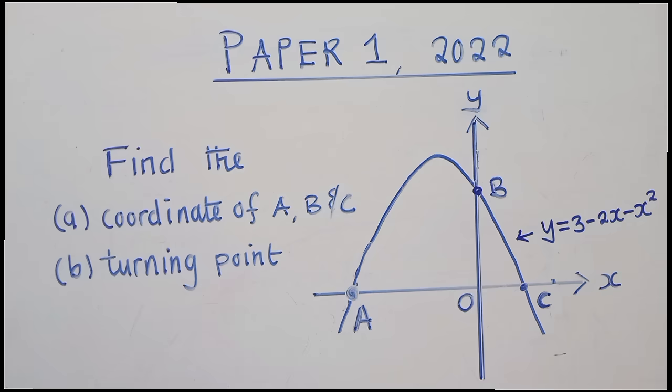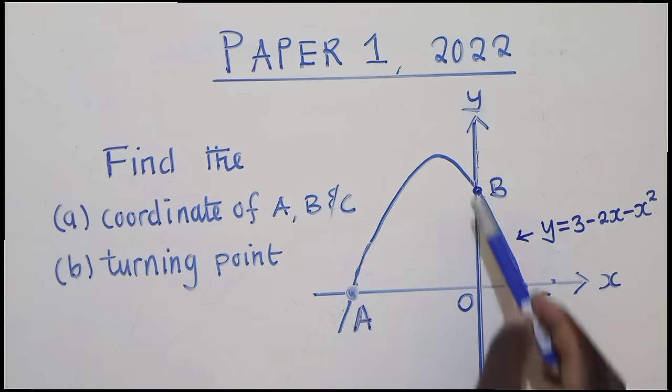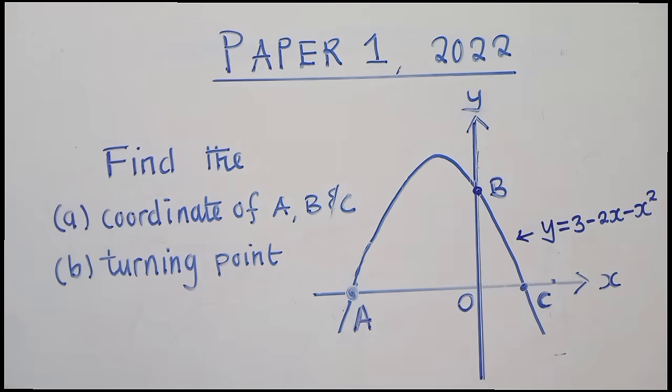So here, for us to answer question A, we need to understand what we call Y and X intercept. Y and X intercept means where the graph is cutting the X axis and Y axis. Here where it's passing, it's the X intercept, and this is the Y intercept.